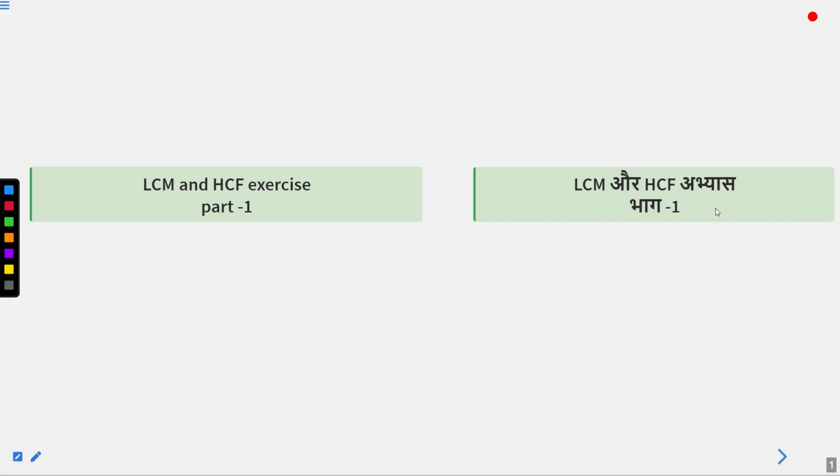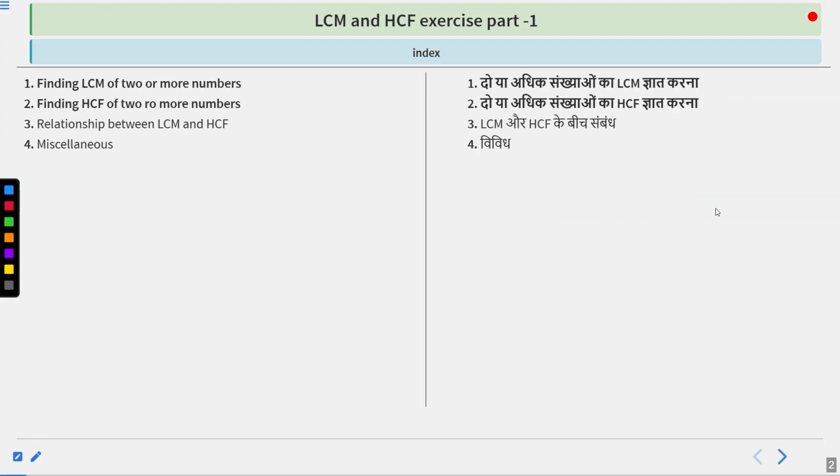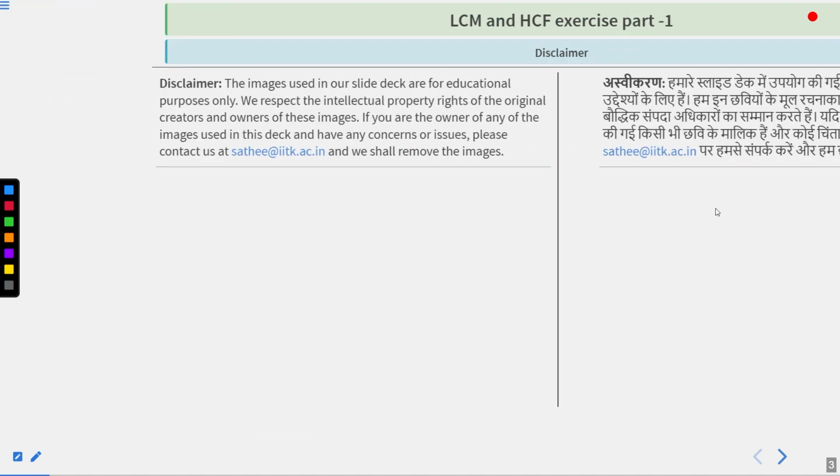Hello everyone, welcome to LCM and HCF Exercise Part 1. In this exercise, we are going to do questions based on finding LCM of two or more numbers, finding HCF of two or more numbers. Then we will be learning about relationship between LCM and HCF, and then we will do miscellaneous questions.